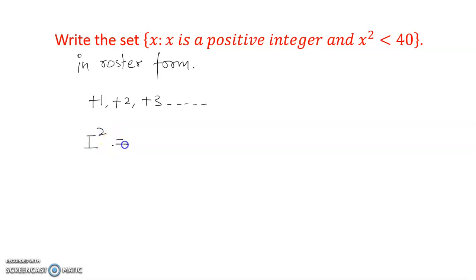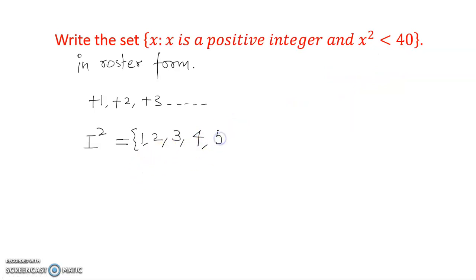So what is the first positive integer? Plus 1. It is a member of the set because its square is less than 40. The second integer is plus 2. Its square, 2 square, is 4, which is again less than 40. The third integer is plus 3 in the number sequence. The square of 3 is 9, which is less than 40. The fourth number is 4. You can check 4 square is again less than 40, because 4 square is 16.